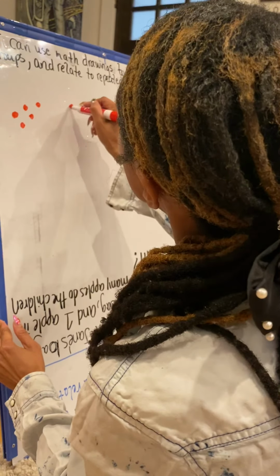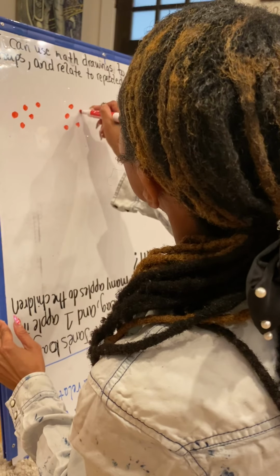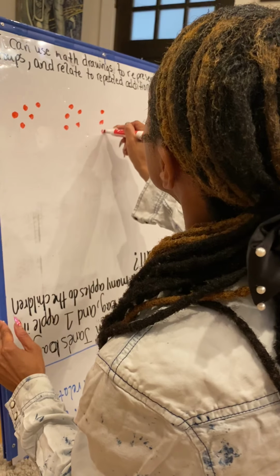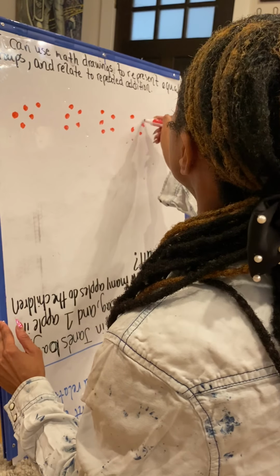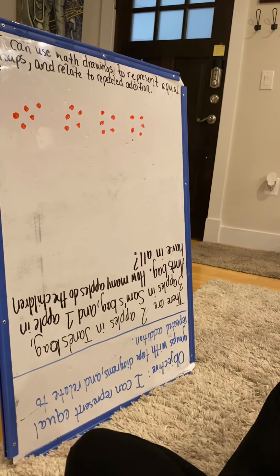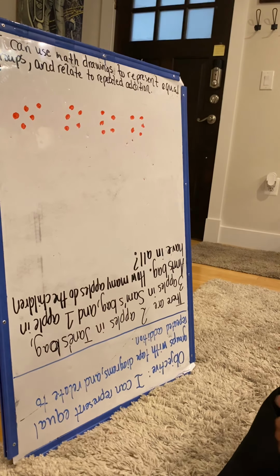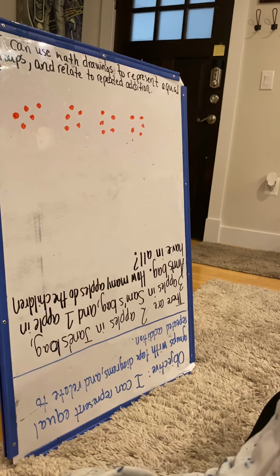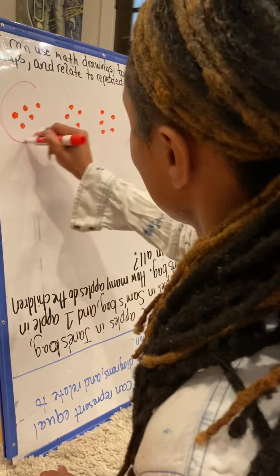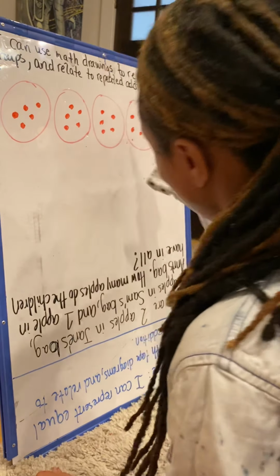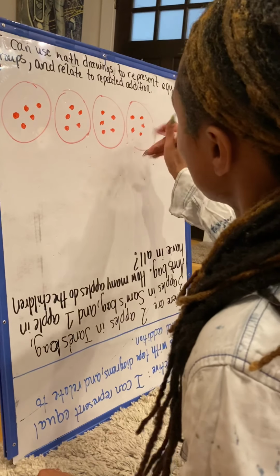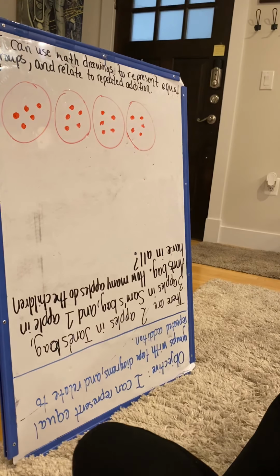Here's 1 group. 2 groups. 3 groups. 4 groups. Okay? So you can do the same thing. And I'm going to circle just like I had my plates. My 4 groups of 5.